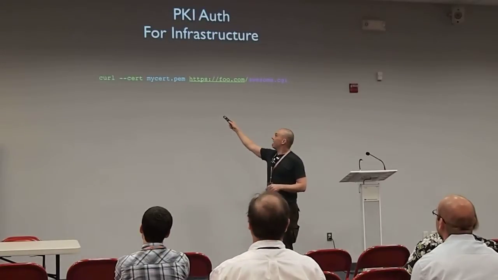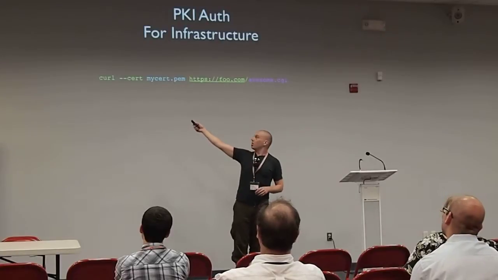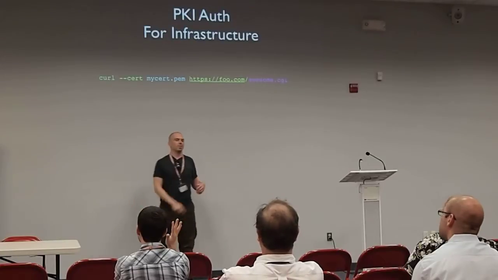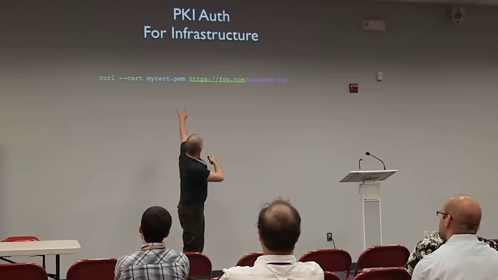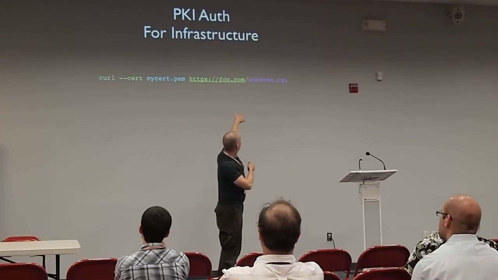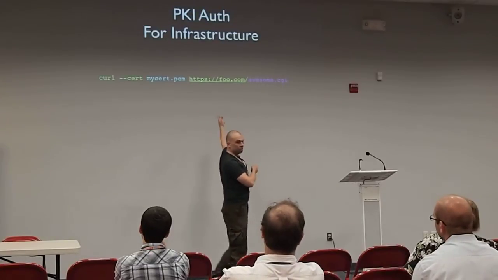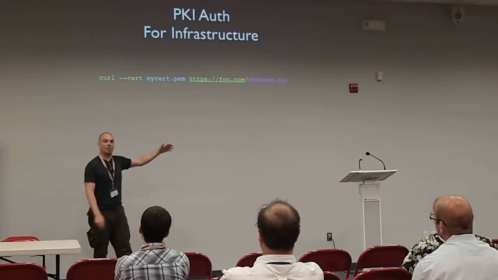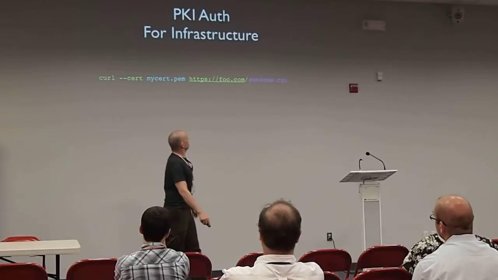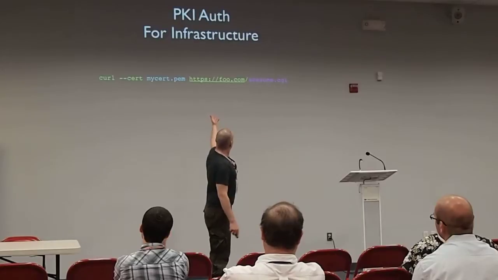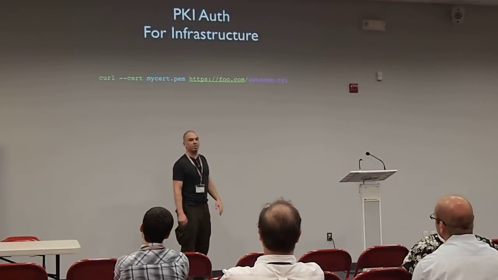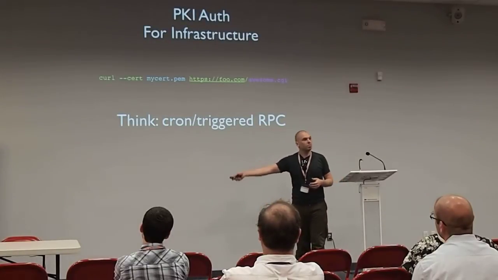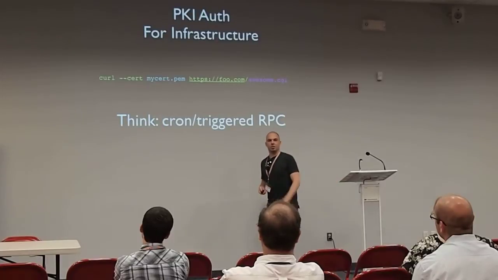With regard to PKI for infrastructure, here we have a cool example using curl. How many people are familiar with the program curl? I call it curl. We're passing a cert as a flag, with our own personal certs, and maybe we could have our own CA within an organization. You can build this whole model out for yourself; all the tools are there. Hitting foo.com and an awesome CGI, we could be doing some kind of RPC, triggering an event on a remote machine, or doing some kind of operation.